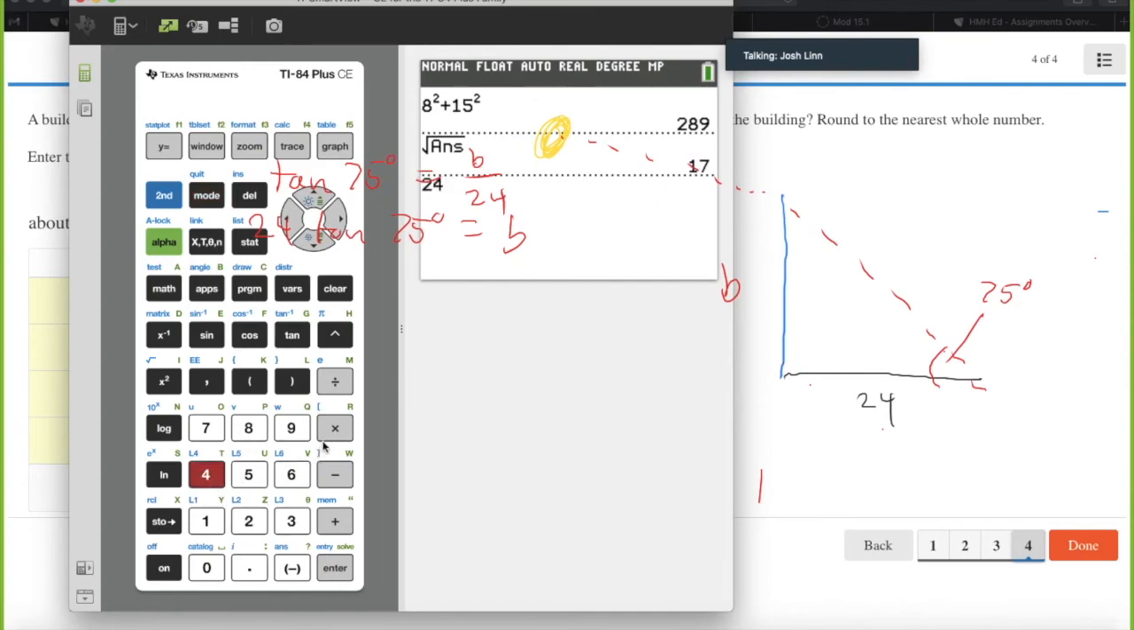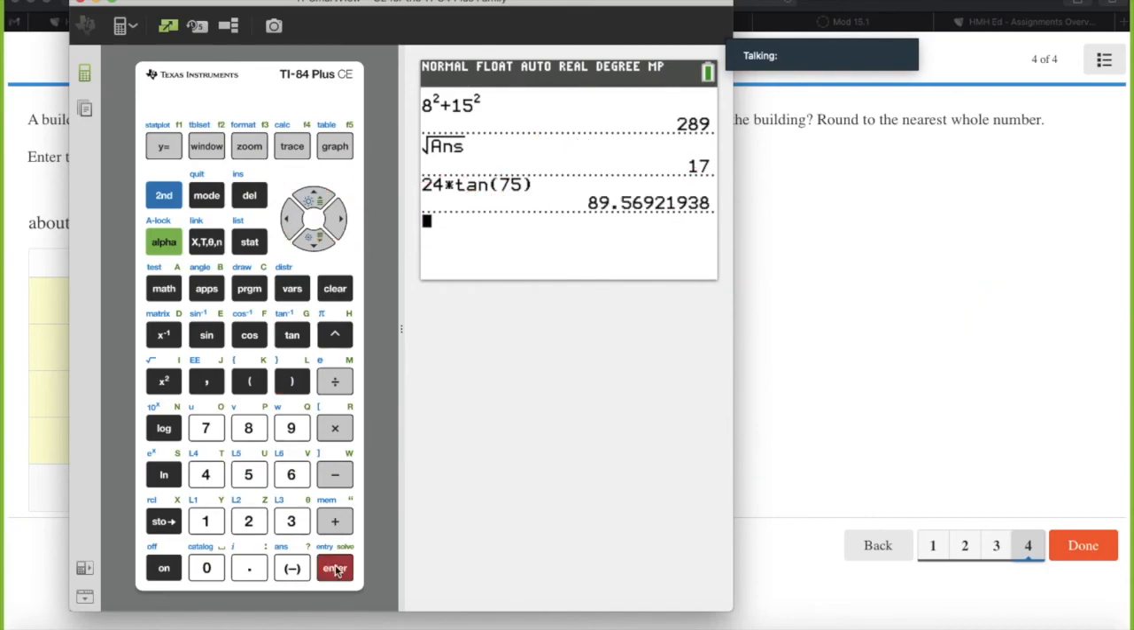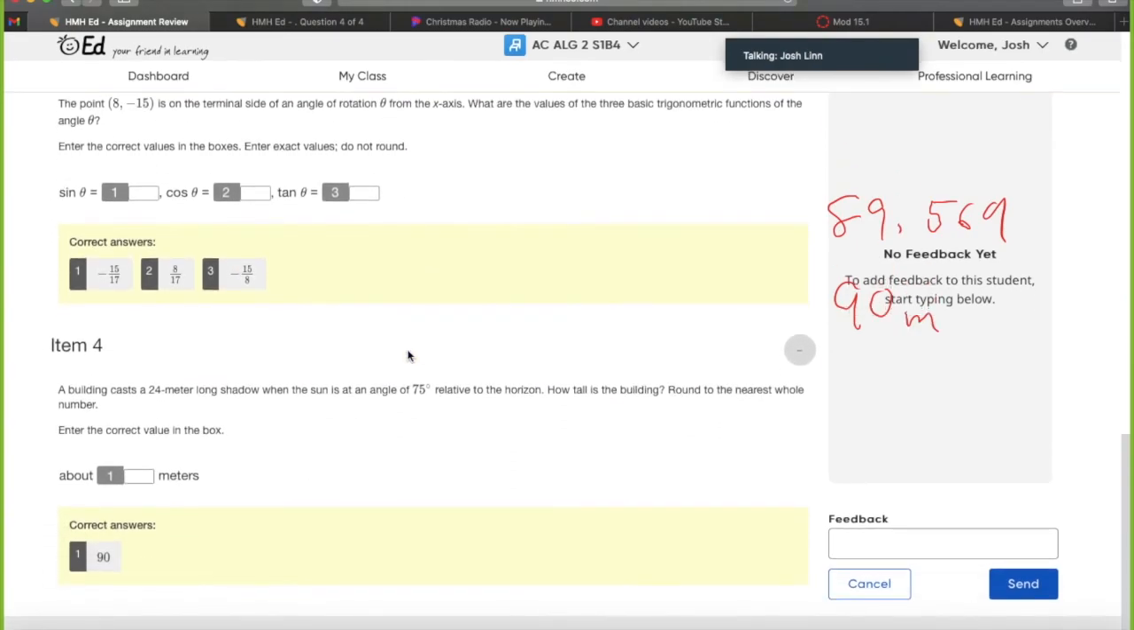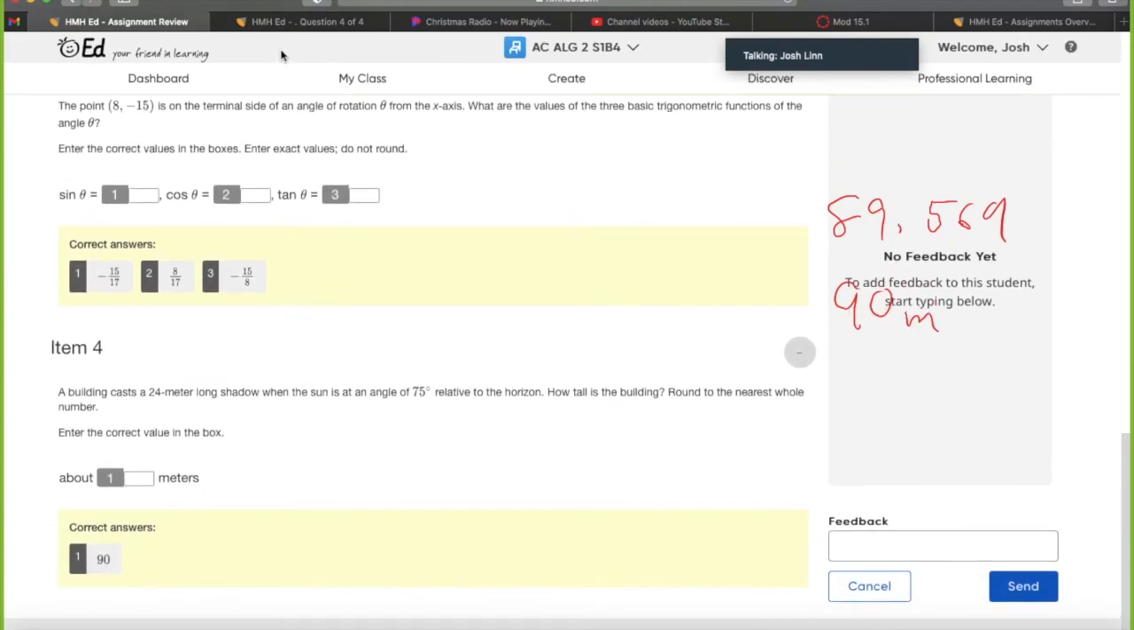So we got 24 times tangent of 75 degrees equals 89.569. Where are we rounding it to? Nearest 10? Oh, the nearest whole number. So technically that would be rounded to 90 meters tall. Which is what they got. 90 meters tall.